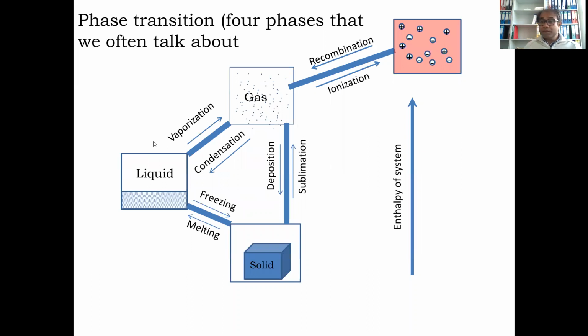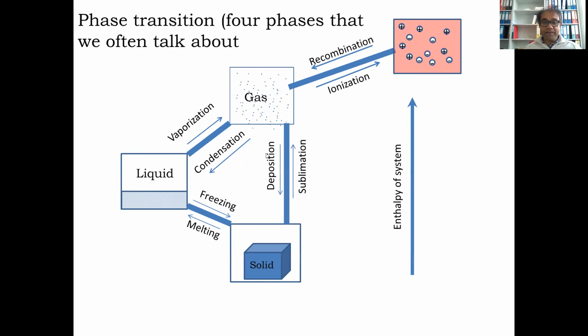So how many phases do we see? In general, when we talk about phase transitions, we often talk about four phases. These four phases are solid, liquid, gas, and plasma. So how do you go from one phase to another? For example, you have to change the enthalpy of the system. That's a bit of a technical term, but that is what you usually follow.